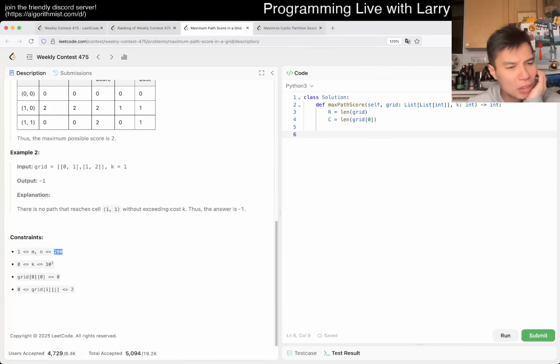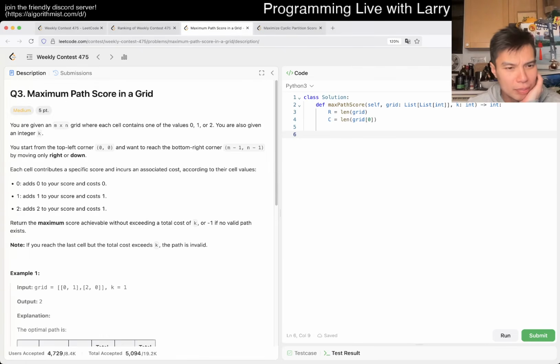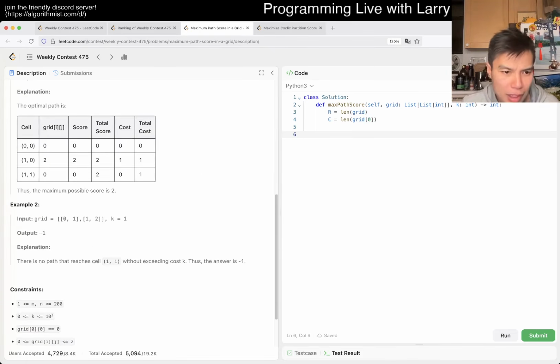Is there something about the 2 and 0 that we can do? Maximum score. Is there an optimization I need to do? 200 times that is a little bit big.